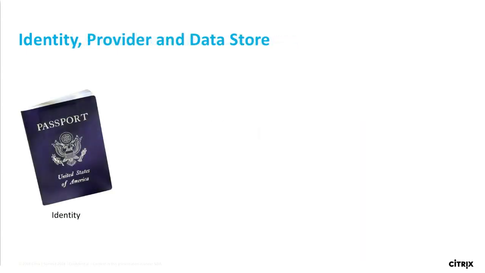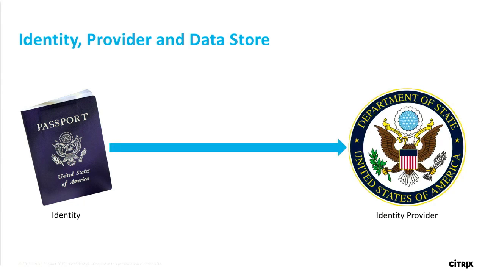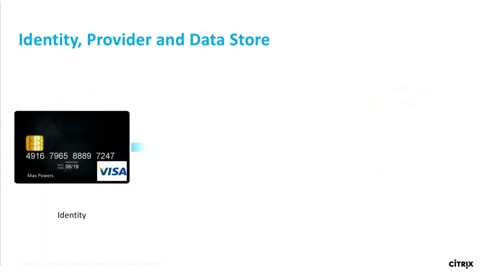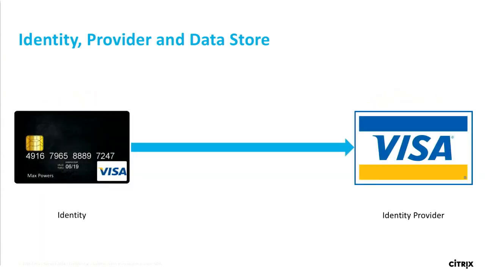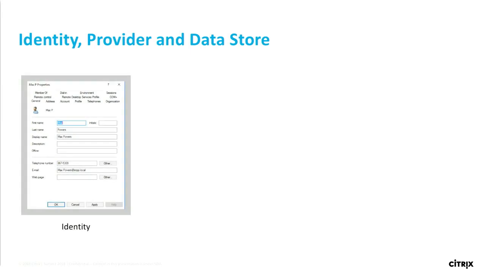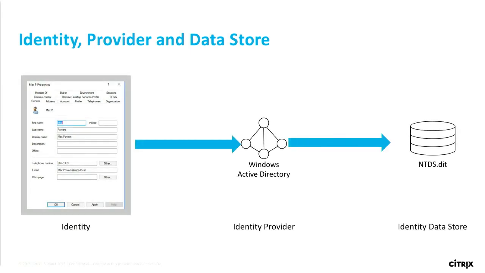For example, you have a passport. That's your identity. If you have an American passport, the identity provider is the US State Department. You have a credit card. That's an identity. Your identity provider is Visa, MasterCard, Discover, whoever created that account. And then you have, of course, your Active Directory identity, which comes from Windows Active Directory, and the data store is that DIT file.